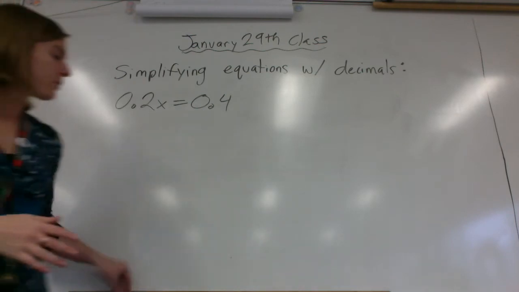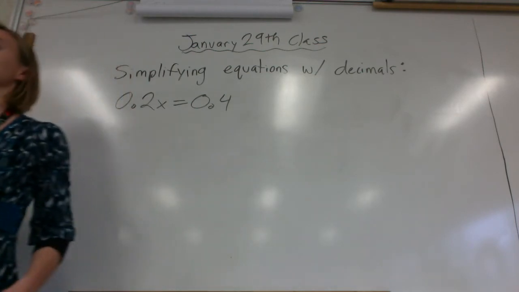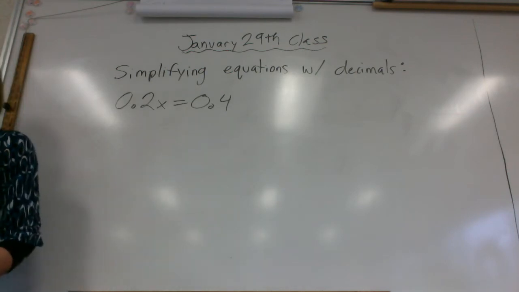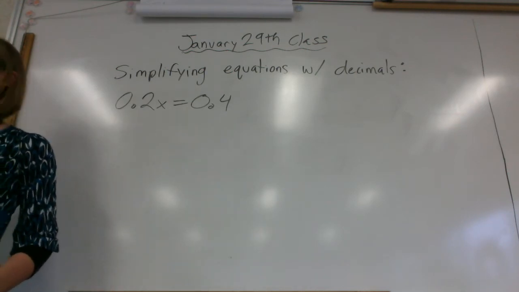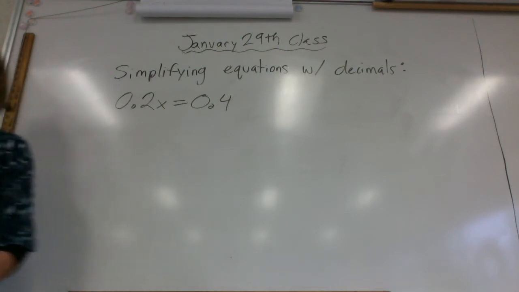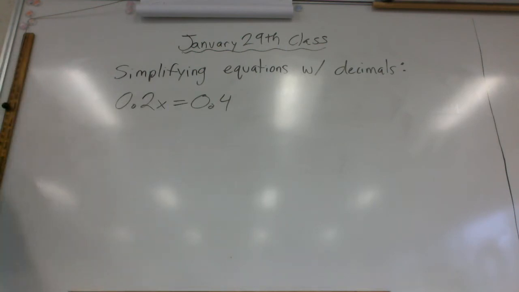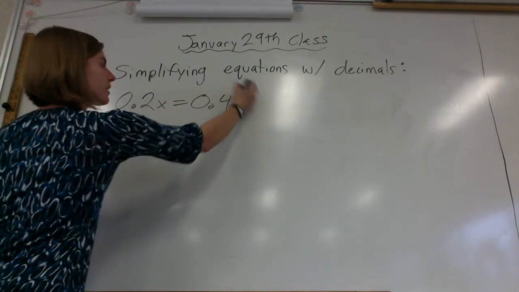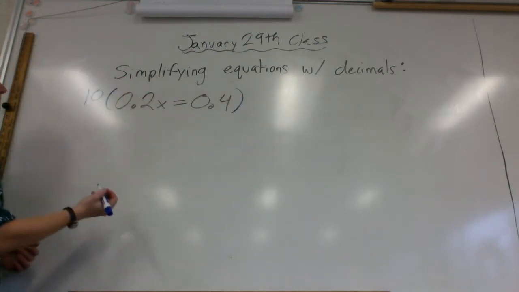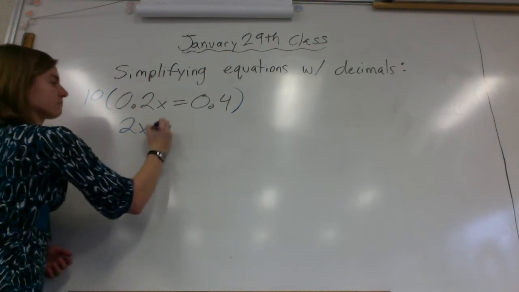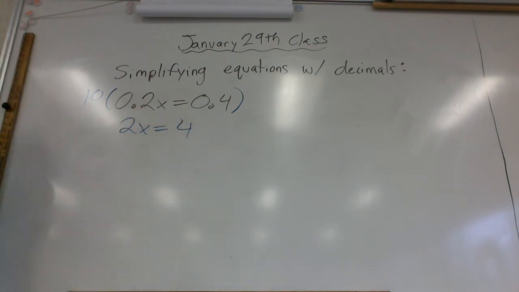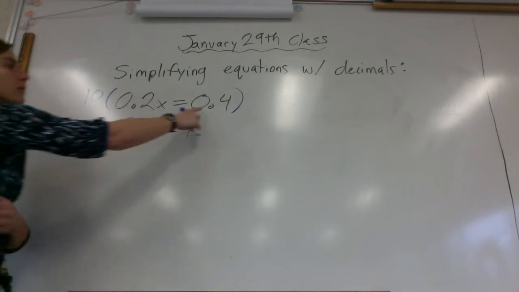So what can I multiply 0.2 by to make it a whole number? What would I multiply 0.2 by to turn it into a whole number? You want to think about just moving the decimal point. Joey? 10. Yeah. But let's multiply everything here by 10. And it just moves the decimal of everything by 1 point, because when you multiply things by 10, it just moves over the decimal 1 point.